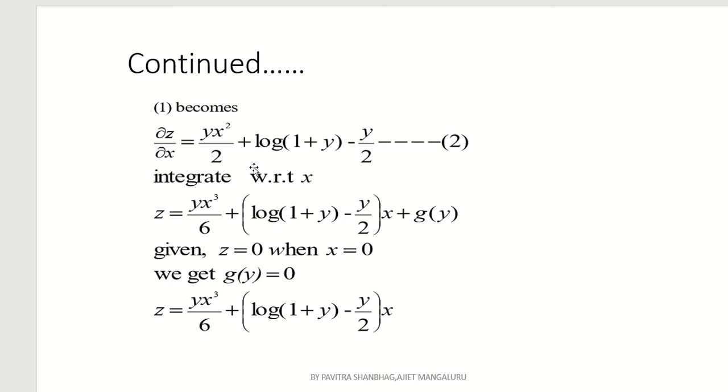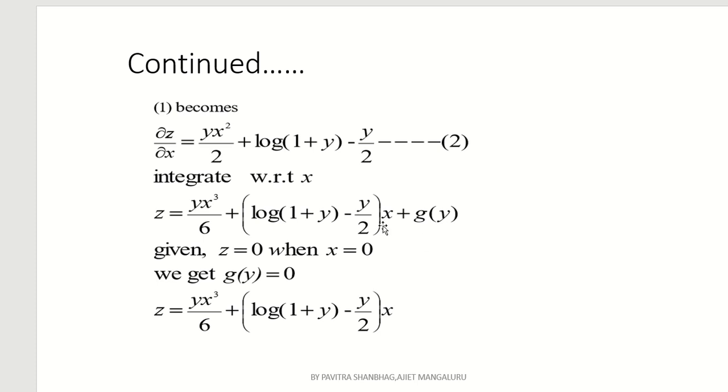Integrate with respect to x, you will get z equal to, now y/2 constant, integration of x² is x³/3. So x³/3 into 2 means 6 here. So yx³/6 plus, here with respect to x means all are constant here. Write constant as it is. 1 dx you have to assume here. That is integration of 1 dx is x. Again since we have integrated here with respect to x, we have to add the constant in terms of y, that is g of y, because f of y we have already used.